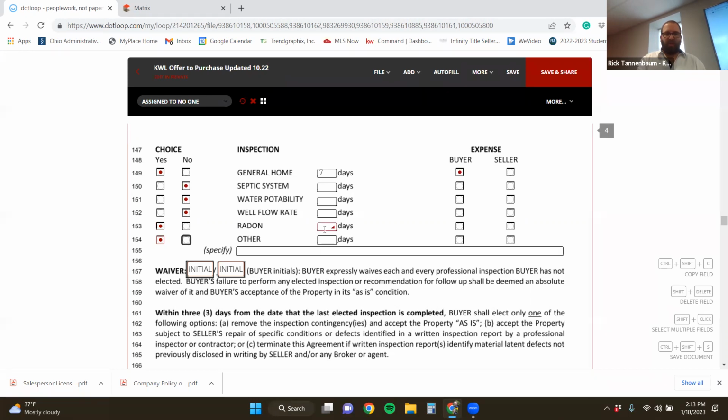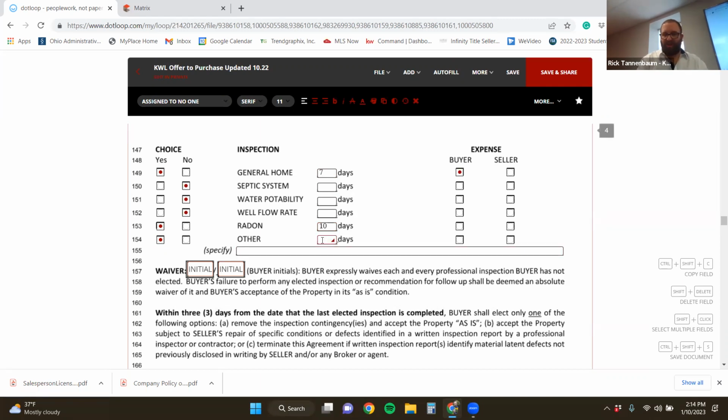And then other, so radon, I'm going to put 10 days for radon because the radon test, the little computer that they set up, has to sit there for 48 hours to test the air samples. So if your general home inspection is done in 7 days and they don't get it set up until the 7th day, then they've got that extra couple days to get the radon report from there.